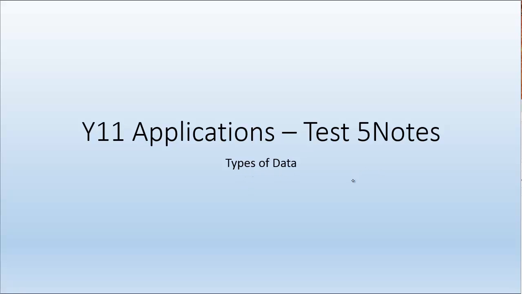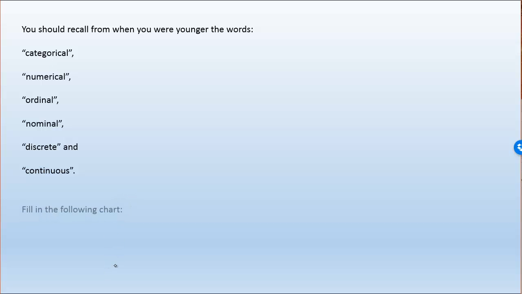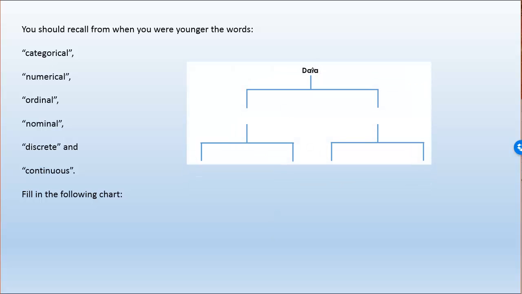Types of data. You should recall from when you were younger the following words: categorical, numerical, ordinal, nominal, discrete, and continuous. We want to fill in the following chart, so all types of data can be categorized.